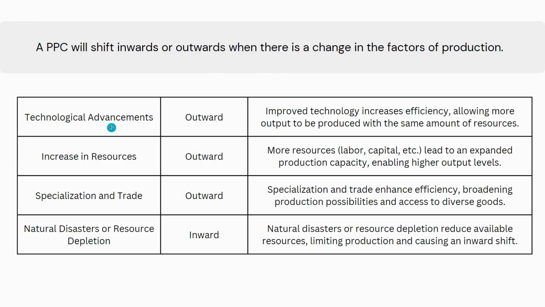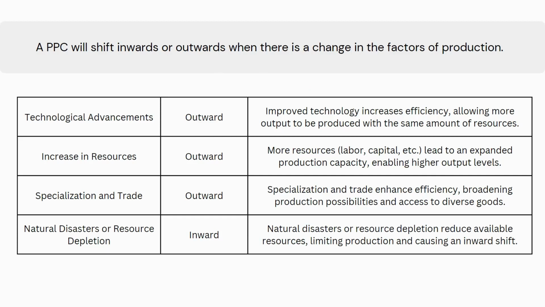Let's see, first is technological advancements and it's related to capital. Improved technology increases efficiency, allowing more output to be produced with the same amount of resources. So when there's a technological advancement, we use the same resources as before, but it becomes more efficient, like bringing a new machinery for making toys. Maybe the same amount of electricity is used, but more toys can be made. So that's a technological advancement, and our PPC can shift on the basis of that.